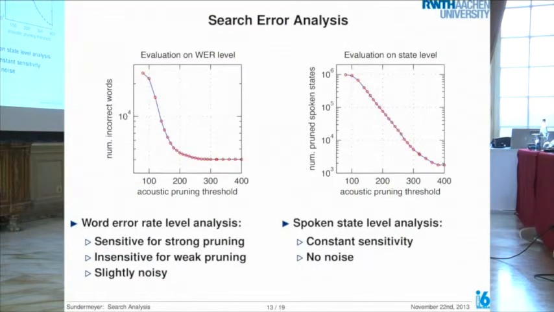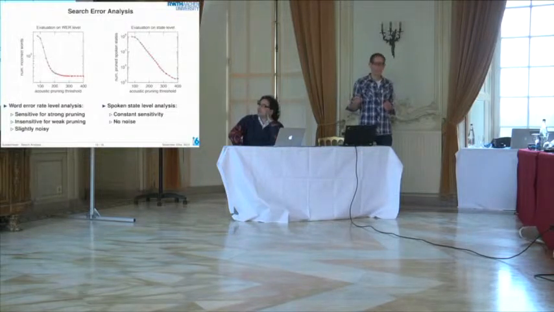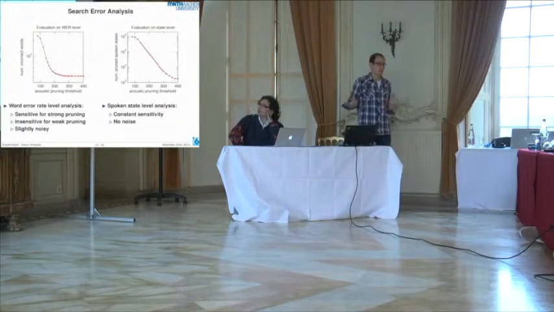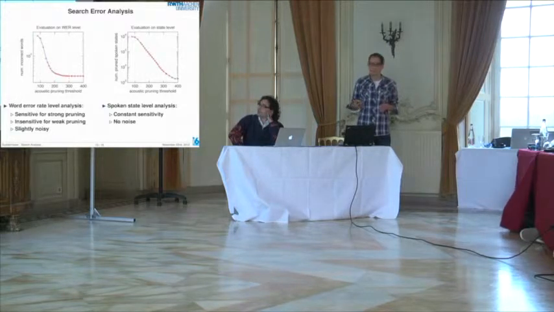Well, let's see why a search analysis in terms of states is also beneficial. Here on the left, I have the evaluation on the word error rate level, and on the right, it's on the spoken state level. What we can observe is that this curve is rather insensitive if we stick to the right. So if we have a very loose pruning, then we don't see any changes in the word error rate. This somehow seems to indicate that we don't do any pruning errors. But if we have a look at the right, then we see that this is not the case.